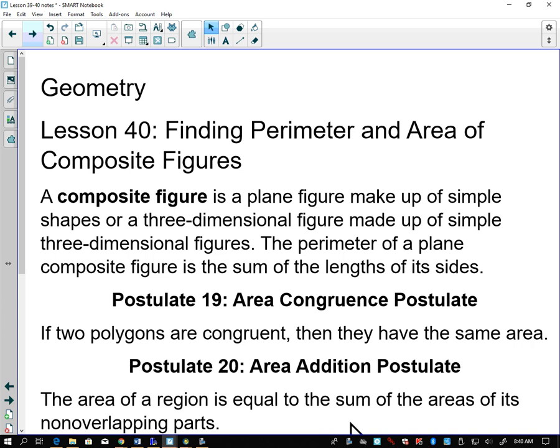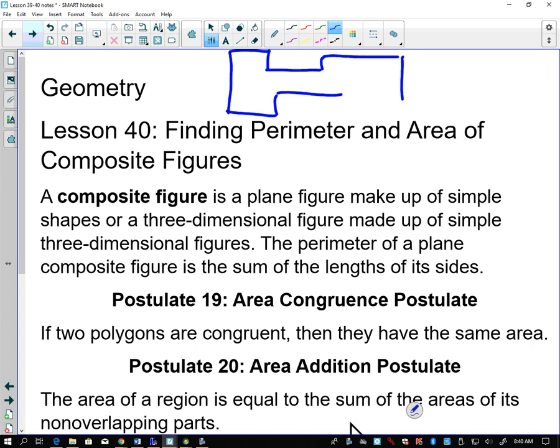Okay? You could see, if you looked at a blueprint of a house or a building, you might see something like this. You could find something like that, couldn't you? And the question would be, well, how do we find the area of something like that? Well, this is a composite figure, okay? And composite figures we can break into smaller polygons that we can find the areas of.